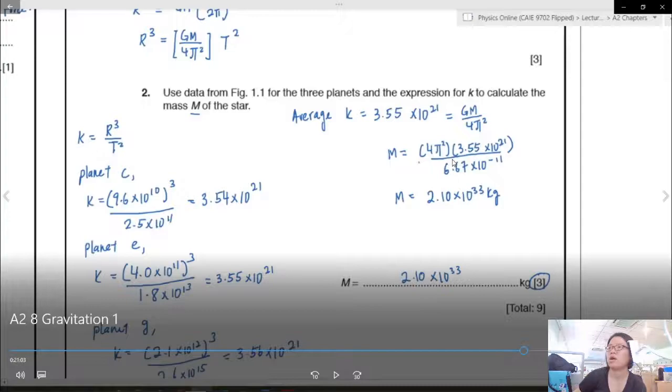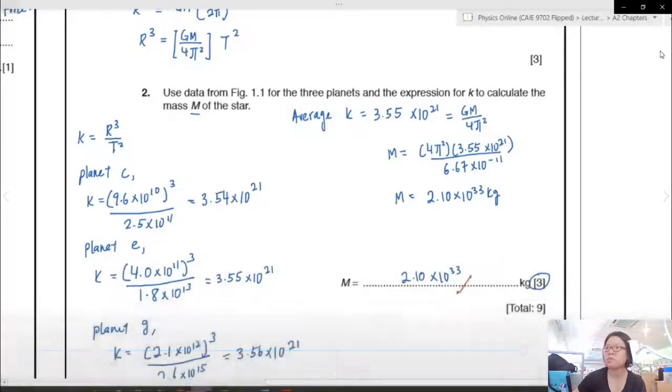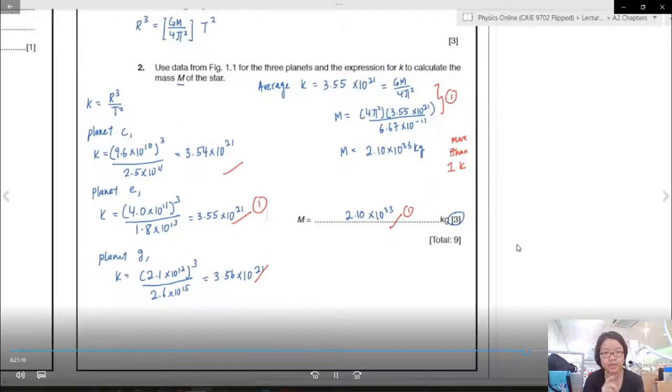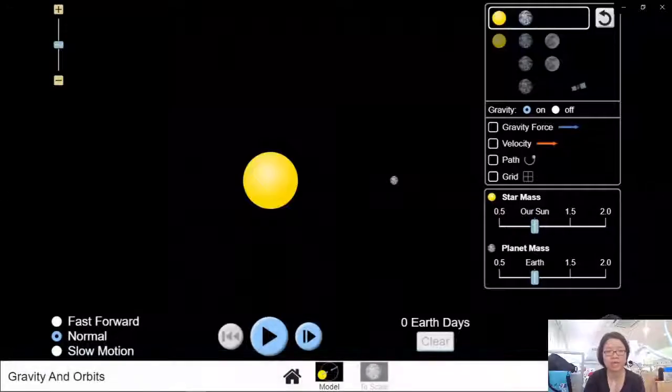Okay, so I'm going to continue. So you might be thinking, where is the 3rd mark, right? 1 mark is for substitution, 1 mark for the final answer, and if you use more than 1K, you get the 3rd mark. So if you only use 1K, you will lose 1 mark.